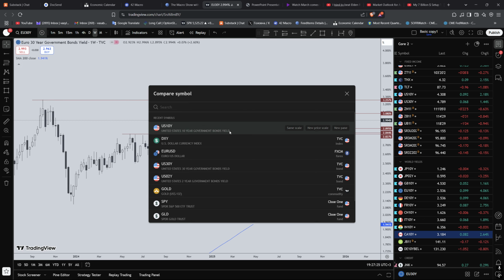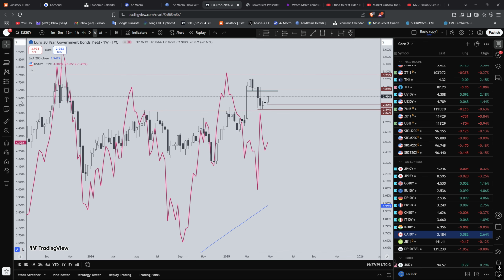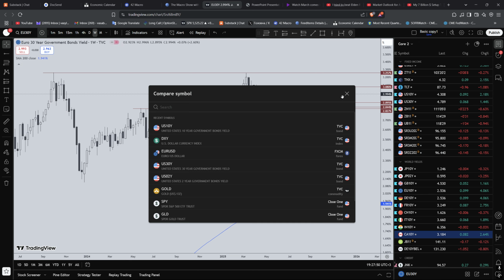Look at the EU 10-year. Compared to the 30-year, it's more neutral because, as I've said, remember, the EU 10-year is neutral on a trend basis, but positive on a tail basis. The EU 30-year is positive on the trend basis, undeniably positive on the trend basis, and positive on the tail basis as well.